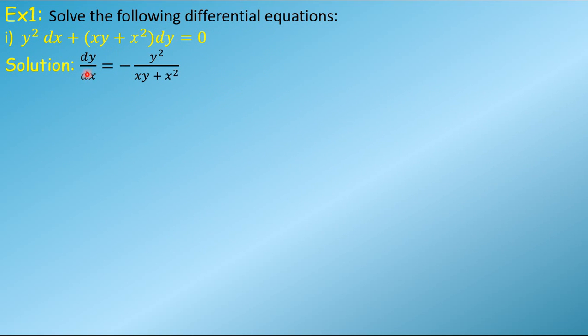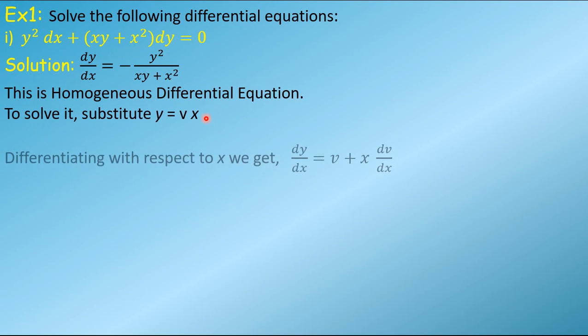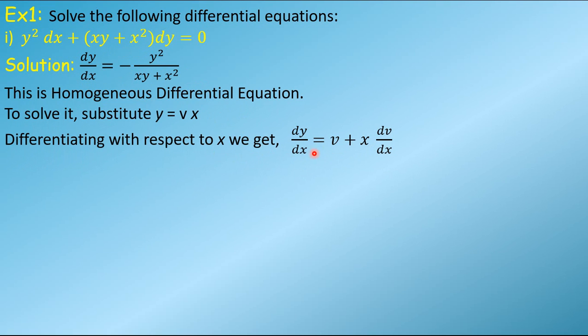So I have separated dy by dx. After shifting the terms, we came to this stage. Now clearly y square is 2, here 1 plus 1 is 2, here already 2, so this is a homogeneous differential equation. To solve it, you have to substitute y = vx. Differentiating, you will get dy by dx is equal to v plus x into dv by dx.